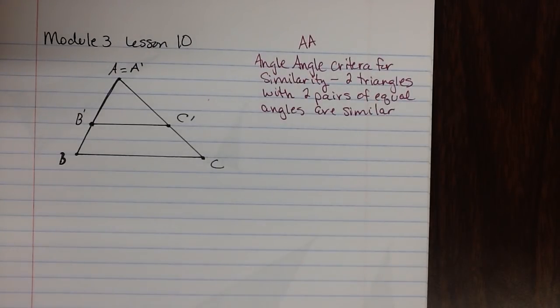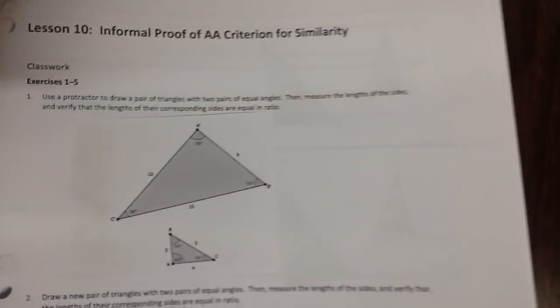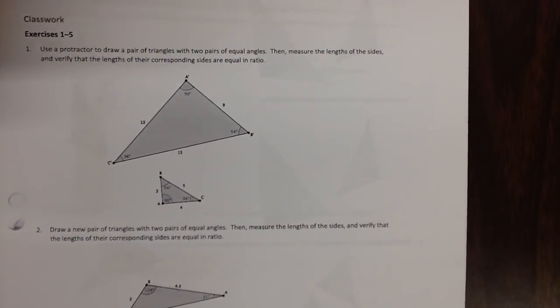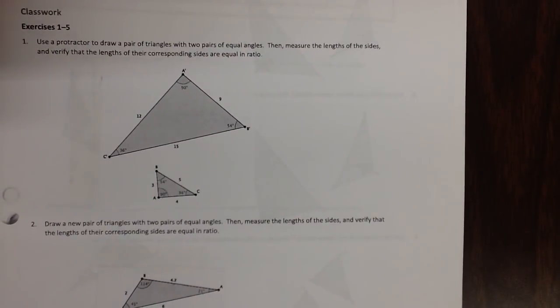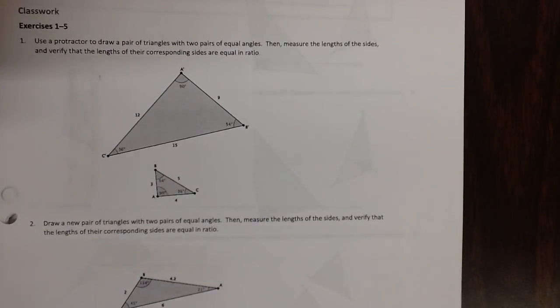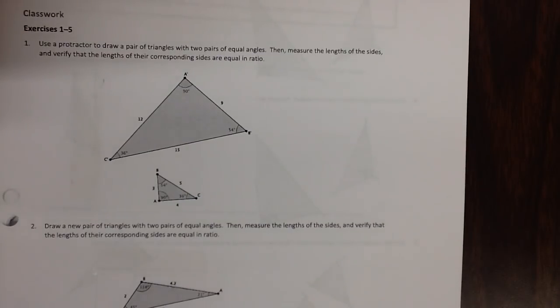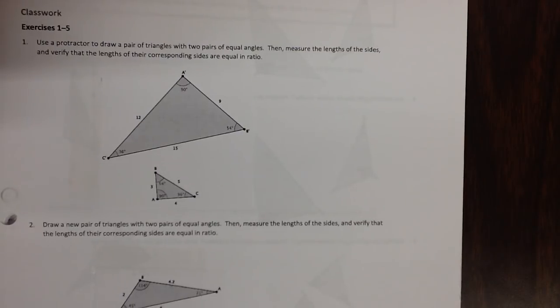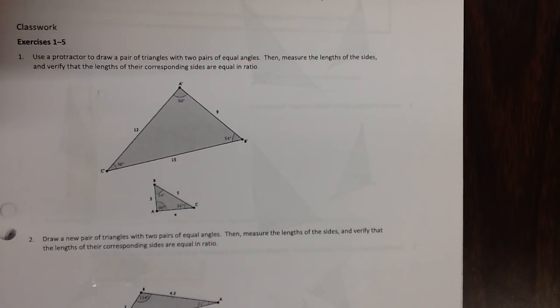Okay, so now we're going to jump into our examples and look at them. In exercises 1 and 2, it says draw a pair of triangles with two pairs of equal angles and then measure them and all that stuff. To save time, I'm going to provide you with the triangles. So what I want you to do is hit pause and draw these triangles for number 1. After you've drawn them, then you'll come back and finish the video.